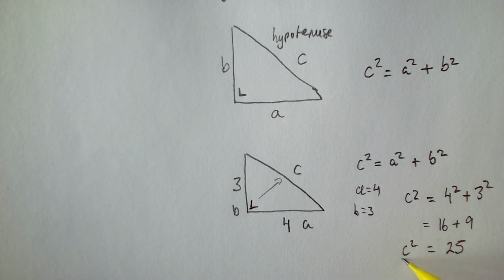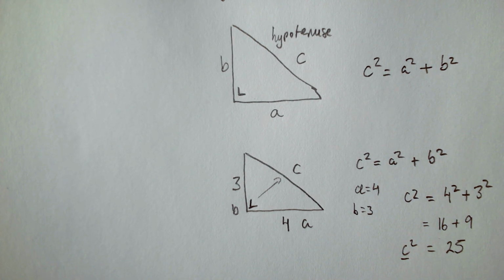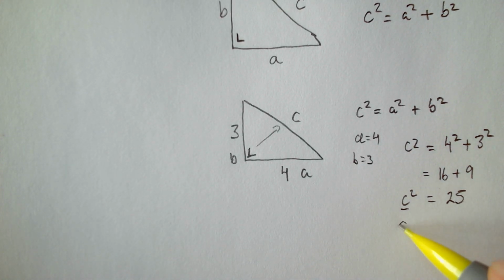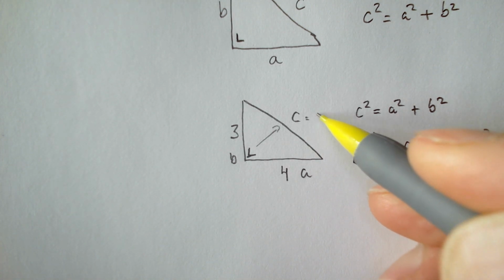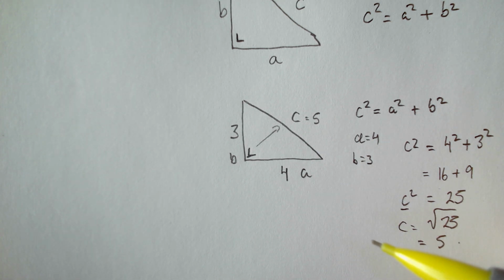Now, it's very important to remember that that's C squared. So what is C equal to? Because that's what we're interested in. Well, C is equal to the square root of 25, and that is 5. So we can say, in this case, in our triangle, C equals 5.